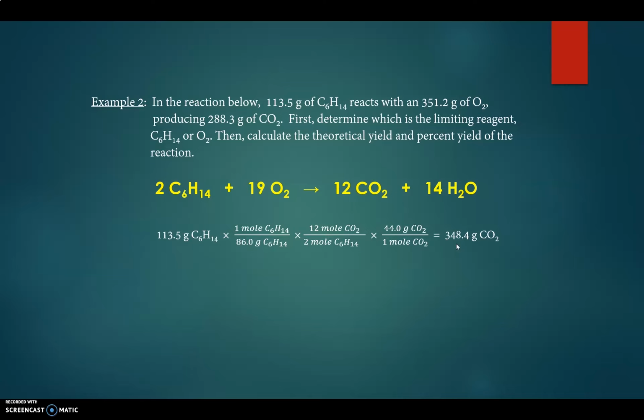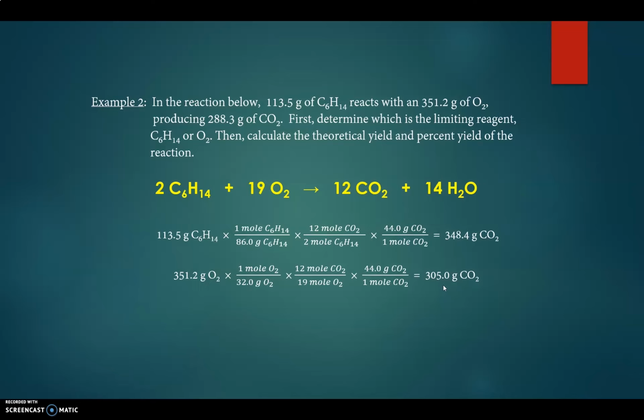However, we need to find out how much we can get from the oxygen. So this time we'll do a second calculation, but we'll begin with the grams of oxygen. Then using the molar mass of O2, we'll change that to moles of oxygen. Again, looking at the balanced chemical equation, we get 12 moles of CO2 for every 19 moles of O2, so that's our coefficients here. And then once again, we'll want to change moles of carbon dioxide into grams. And this time we get 305 grams of CO2.